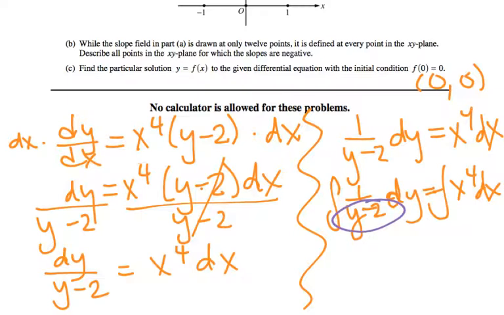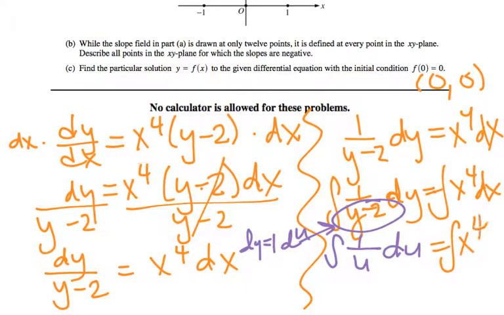as if it was 1 over u. If you want to use u substitution, that's fine. We would think of this as 1 over u du, because the derivative of this is just 1 du. So dy equals 1 du. And then we have this equal to the integral of x to the fourth dx. Well, we know the integral of 1 over u is the natural log of u.